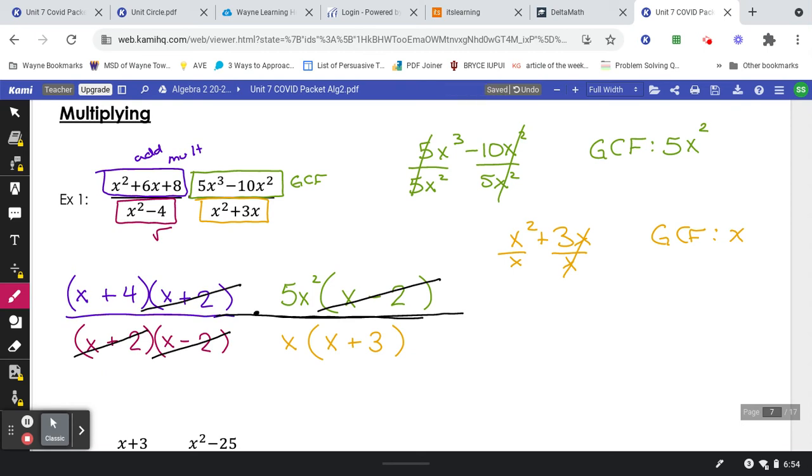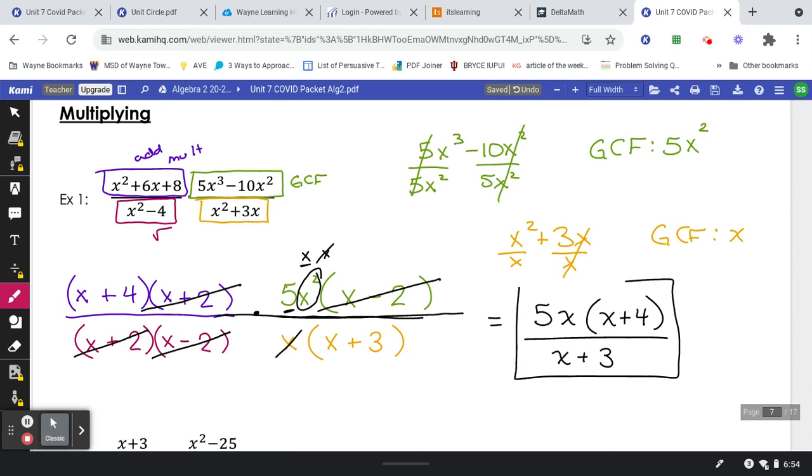And this 5x squared, this x squared right here, I'm going to write instead as x times x. And I'm going to cancel one of the x's with that x down there. So in the top, I have a 5. I have this x left over. And I have an x plus 4. And in the denominator, I have an x plus 3. And there's my final answer.